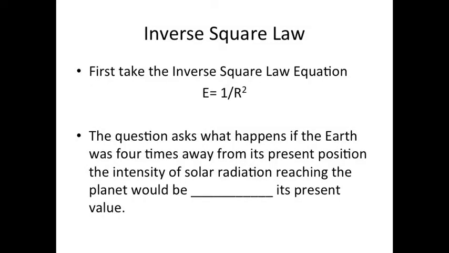First, take the inverse square law equation, which is E equals 1 over r squared. The question asks what happens if the Earth was 4 times away from its present position. The intensity of solar radiation reaching the planet would be what of its present value? The main variable you're going to want to look at before you plug into the equation is what if Earth was 4 times away from its present position? Keyword: 4.